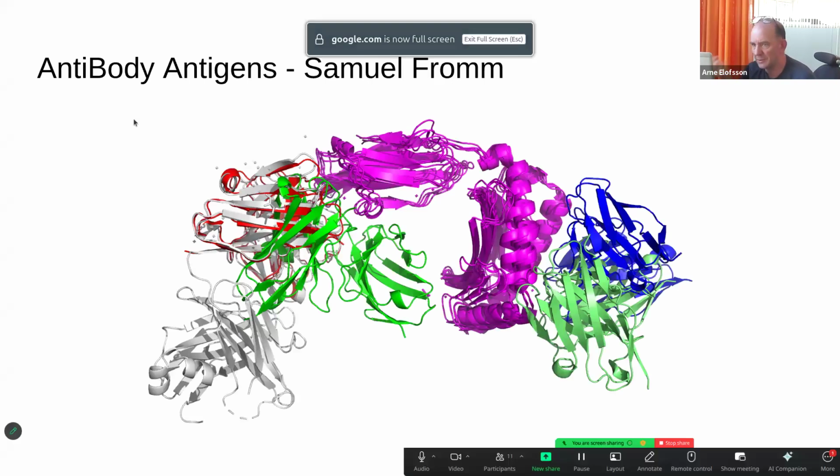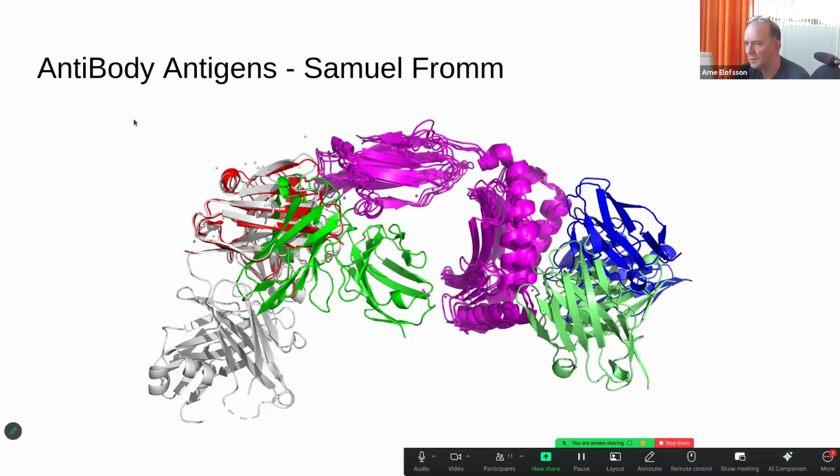So antibody antigens, and this is work by my postdoc Samuel Fromm, and we know that antibody antigens is a difficult case to predict because in this case you're missing a co-evolutionary signal. There's no co-evolution between an antibody and antigen because the antigen is fixed and the antibody is just evolving to fit there. So the antigen never changes. You don't have a co-evolution signal.